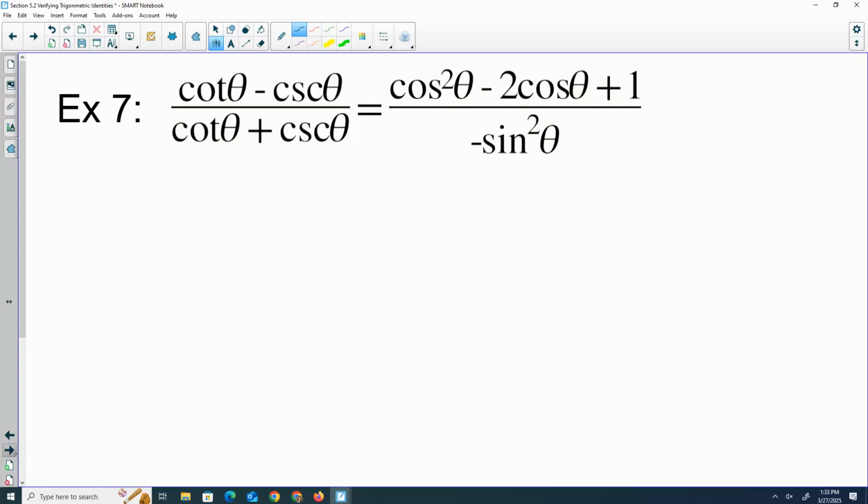What do you think? Which side do you want to try to work with, or which side do you want to try boxing in? Don't really know? Okay. This one looks like it might be challenging. Let's box in the right. At least it has sines and cosines. Maybe that's easier. The left, we don't have any Pythagorean identities because they're not squared.